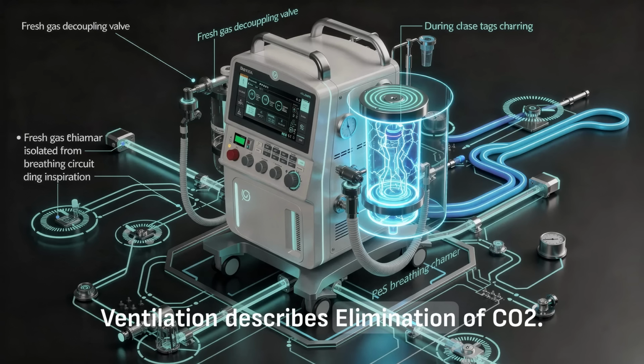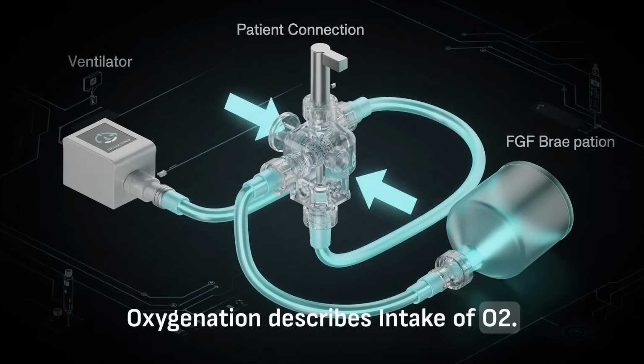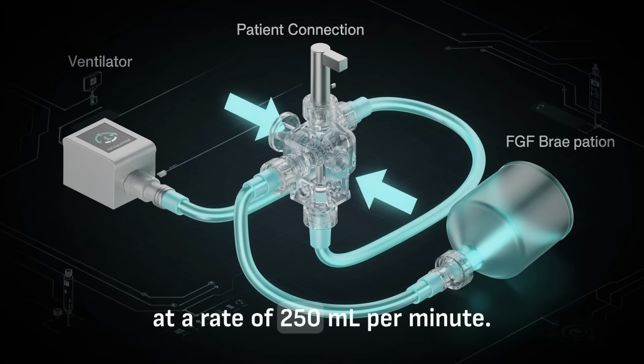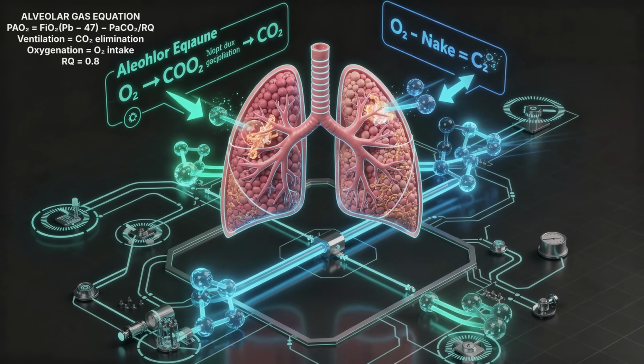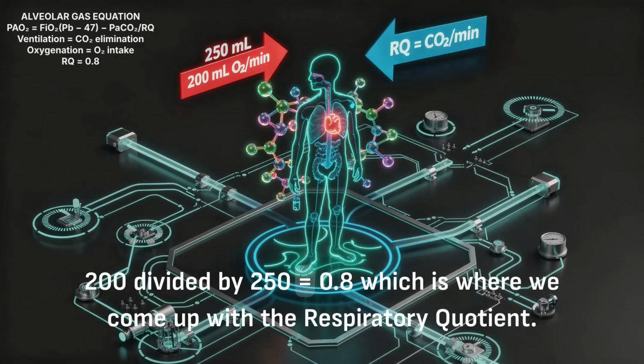Ventilation describes elimination of CO2. Oxygenation describes intake of O2. Under normal, spontaneously breathing conditions, an adult male will consume oxygen at a rate of 250 milliliters per minute. The production of CO2 is around 200 milliliters per minute. 200 divided by 250 equals 0.8, which is where we come up with the respiratory quotient.